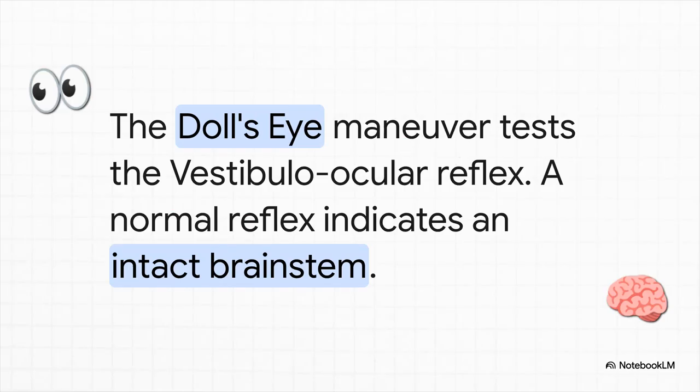Another key brainstem test is the vestibulo-ocular reflex, which we often check with the doll's eye maneuver. In a patient with a healthy, intact brainstem, if you turn their head to one side, their eyes will move to the opposite side, like they're still trying to look straight ahead. But if the eyes just stay fixed in the middle and move with the head, that is an abnormal result and a really grave sign of severe brainstem dysfunction.